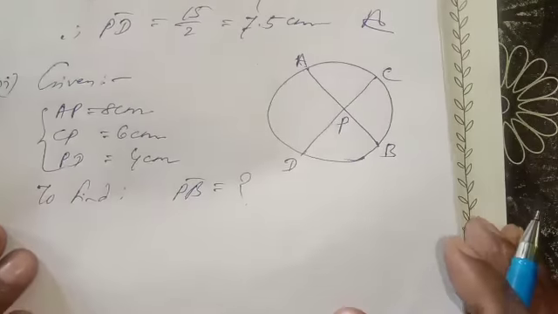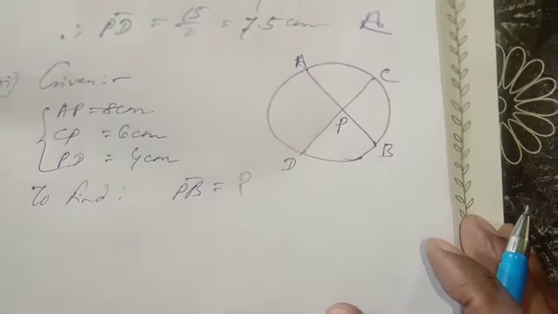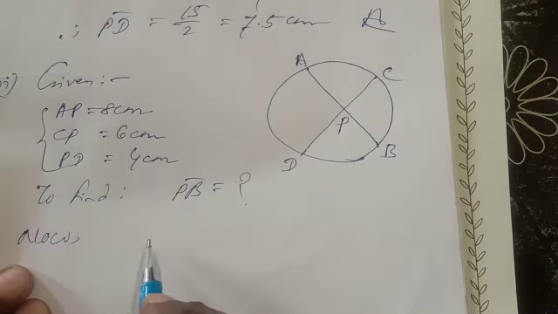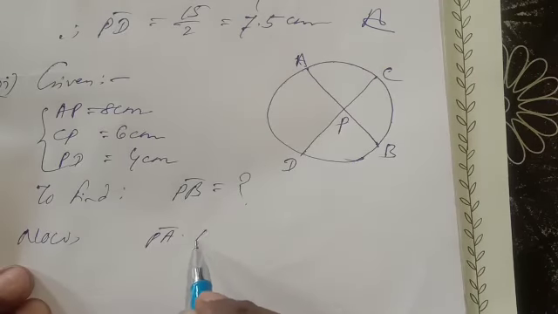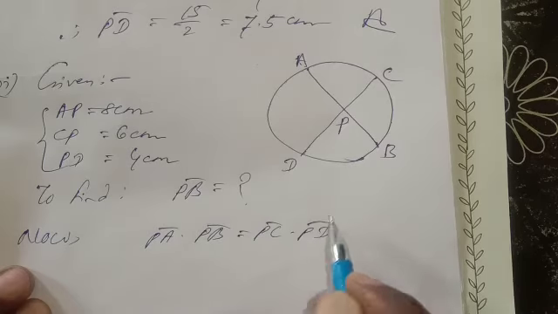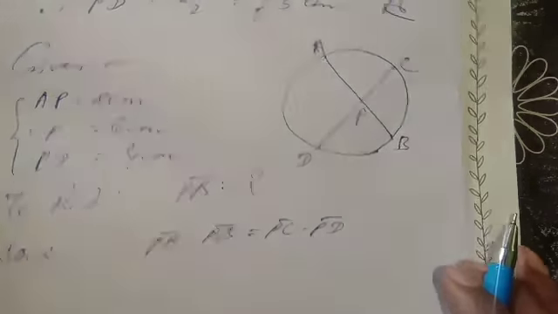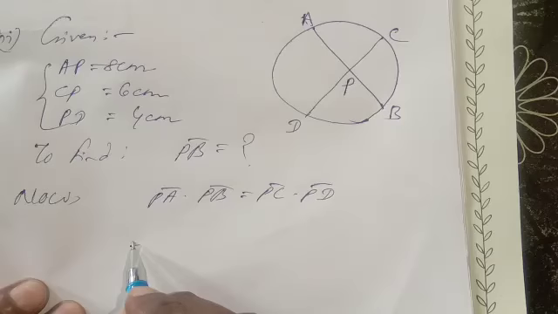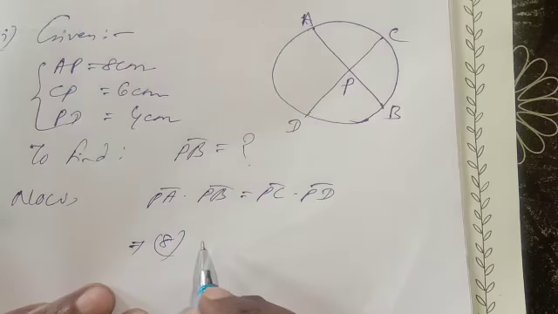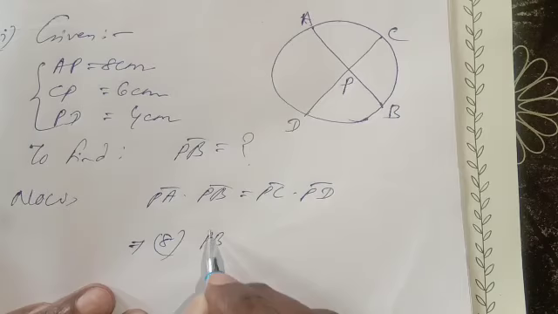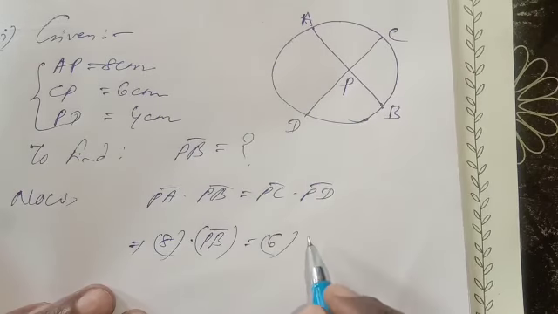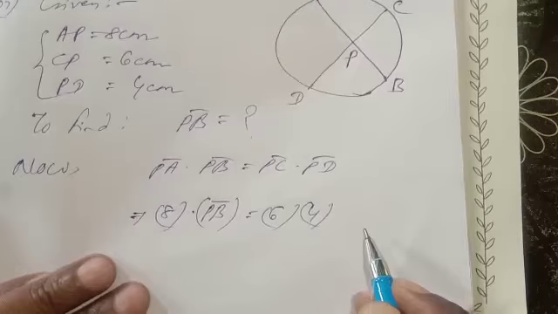So as per the theorem, when two chords intersect internally at the point P, the product of the segments, that is PA into PB, is equal to PC into PD. Now PA equal to how much? 8 centimeter. PB you have to find out, and PC is 6 centimeter, PD 4 centimeter.